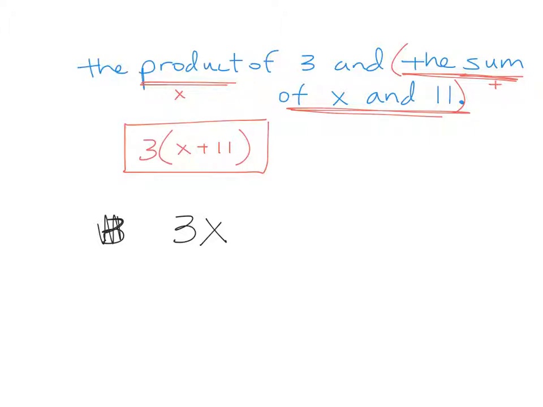Okay, what if I said this one? How would you say that in words? The quotient of x and 7 would be one way. What's another way you could say it? X divided by 7. Okay, so just putting it into words. Any questions on that? Okay.